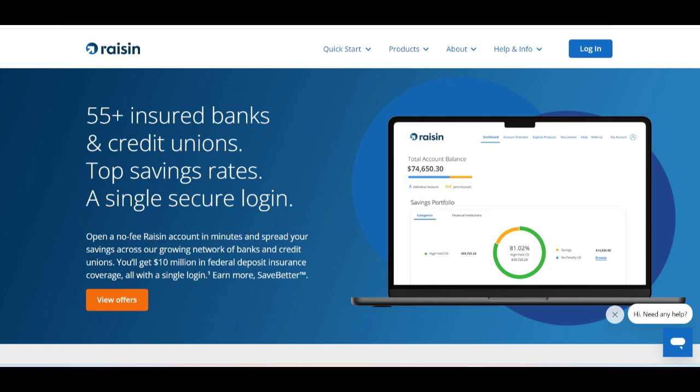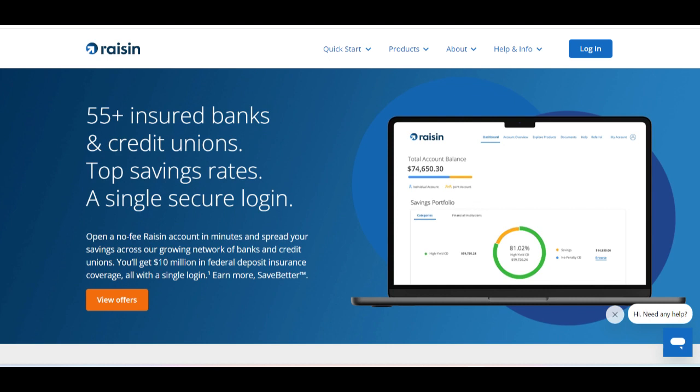The Raisin Savings Account offers customers a convenient and flexible way to save money online, presenting several notable advantages. One of its primary strengths is the opportunity for customers to access a wide range of savings products from various partner banks across Europe through a single platform. This diversity allows customers to compare interest rates and choose the best options to maximize their savings.